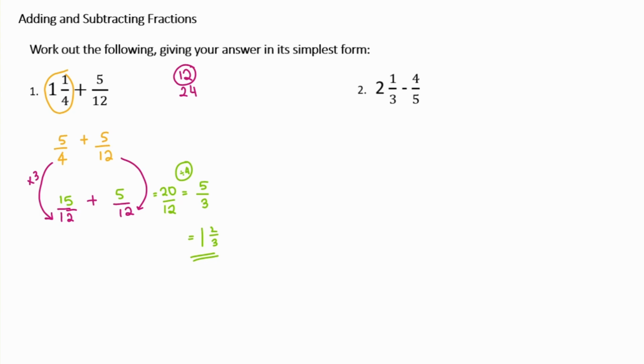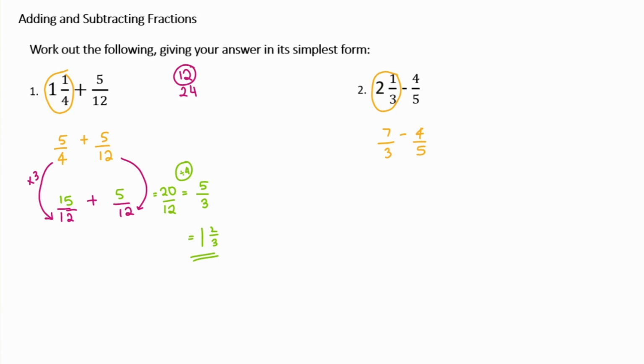For number 2, our first fraction is also a mixed number. So we're first going to have to change that into an improper fraction. So 3 times 2 is 6. If we add the 1, that gives us 7 over 3. And we're taking away 4 over 5.